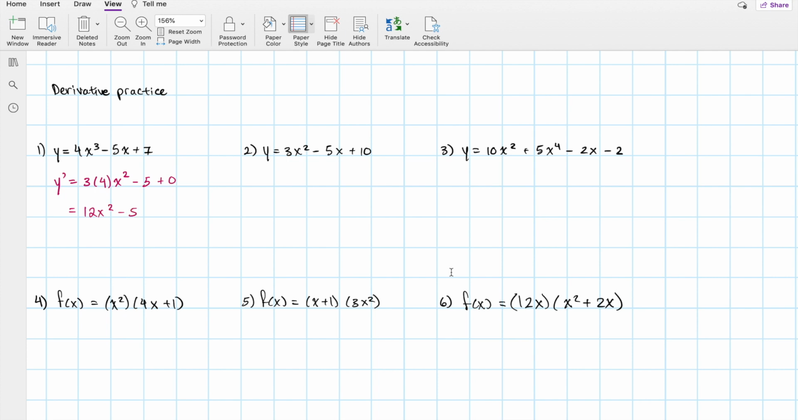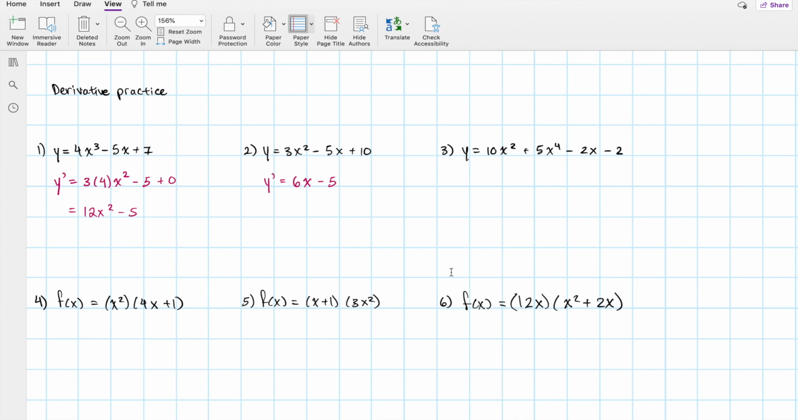Okay, for the second one, again, bring down the exponent, we get 3 times 2, which is 6x, minus 5x, the derivative of 5x we just did also, which is negative 5, plus 10 is just 0, so we count that up.